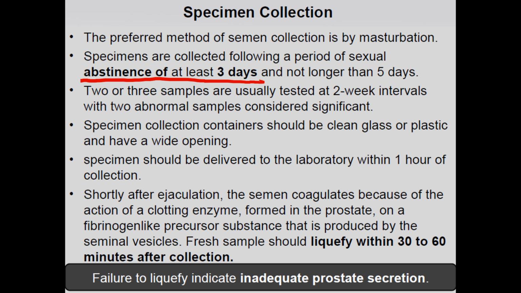In the opposite case, if the patient is not performing any sexual activity for a period of 7 days or more and comes for semen analysis, the sperm count is generally higher. So in both cases, we will get false positive or false negative results. That's why the ideal abstinence period is 3 days, but it may differ from 2 to 5 days, but should not be less than 2 days or more than 7 days.